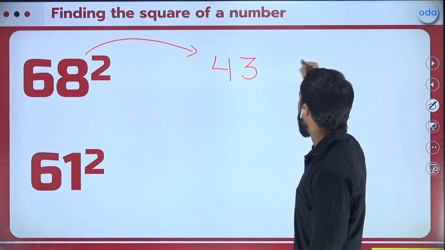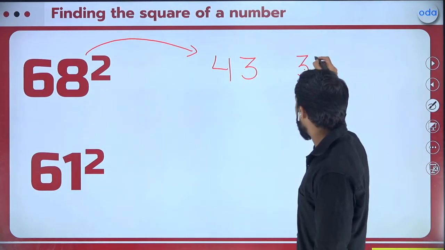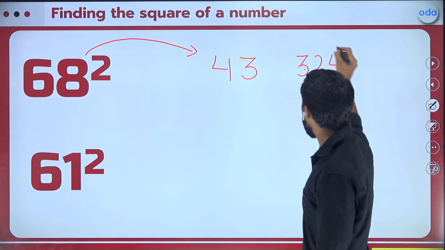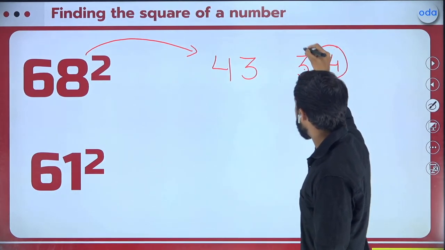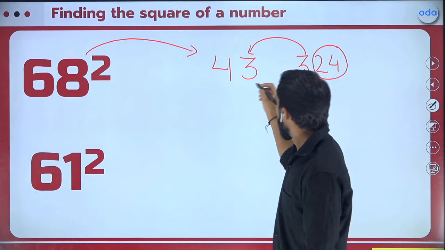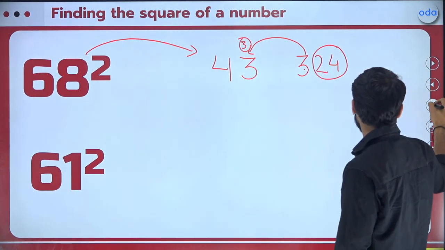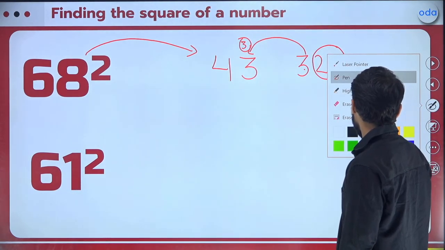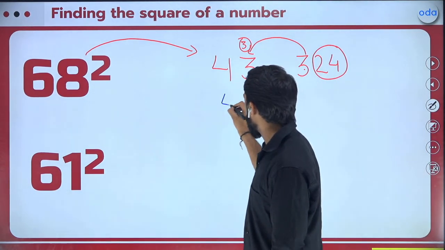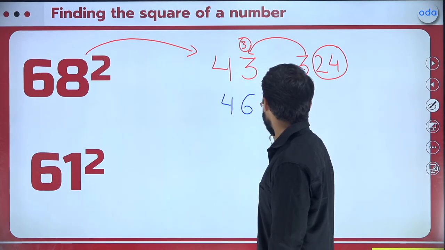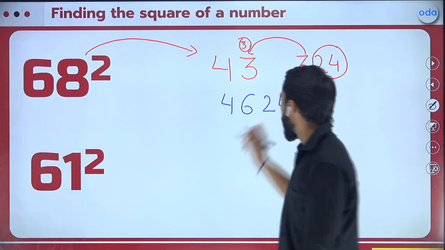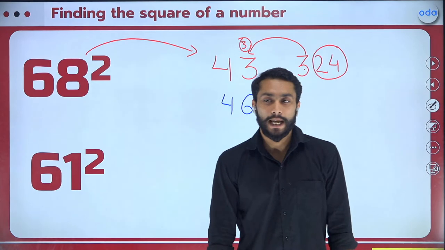But what do we need? We need only two digits, right? What about this third digit? This is the carry forward. That means there is a 3 here, right? You will be adding it. That means what should be the answer? 4, 6, 2, 4. Correct? That should be the answer of 68 square.